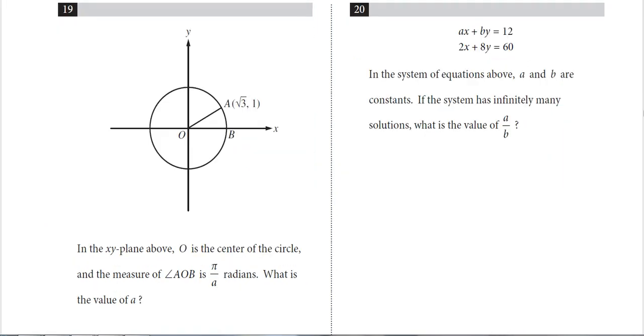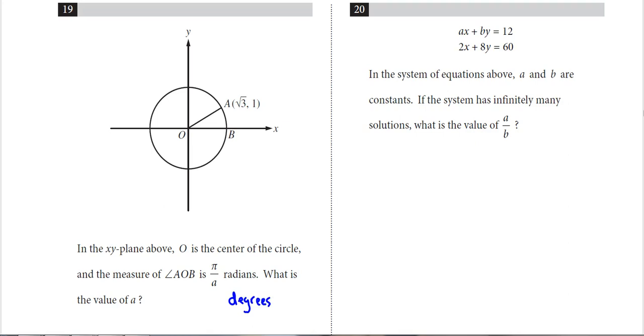All right, number 19 says in the xy plane above, O is the center of the circle. The measure of angle AOB is pi over a radians. So radians, remember, are just another unit instead of degrees. Kind of like there's inches and then there's centimeters. Well, degrees and radians are two different ways to measure angles.